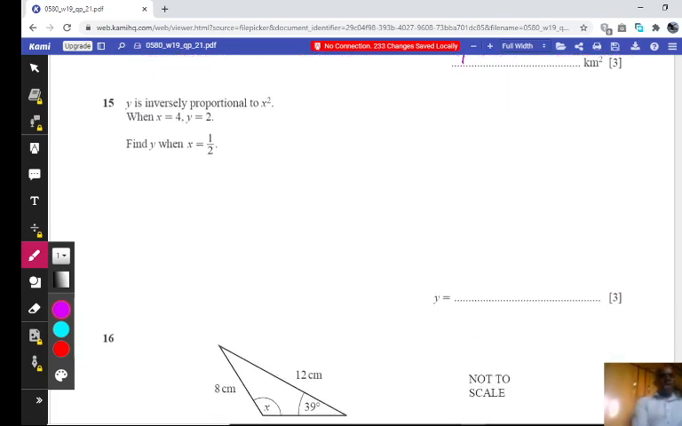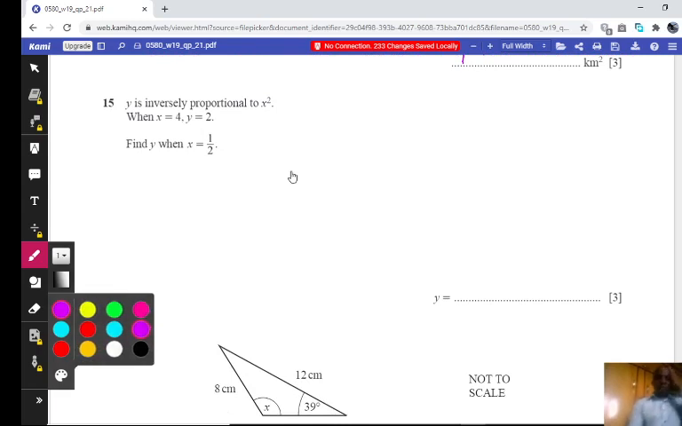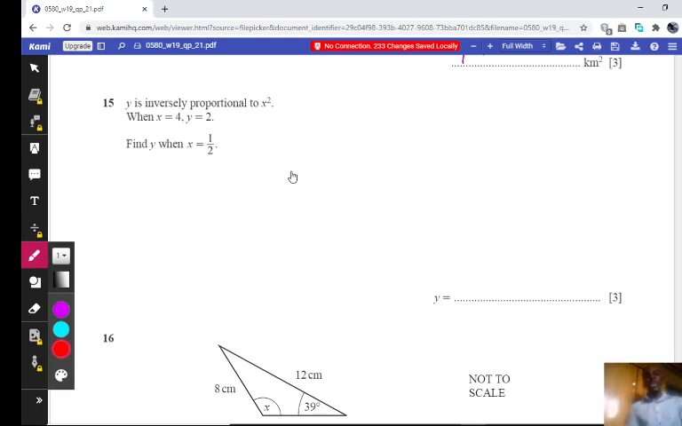Alright, moving on to the next question. Question number 15. Question number 15 says, y is inversely proportional to x squared. When x equals 4, y equals 2. Find y when x equals half. So the first thing that you have to do, guys, is to find the equation connecting y and x.